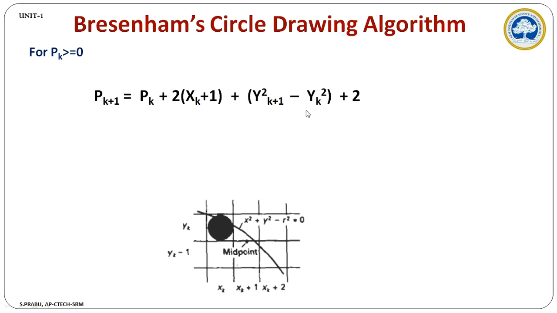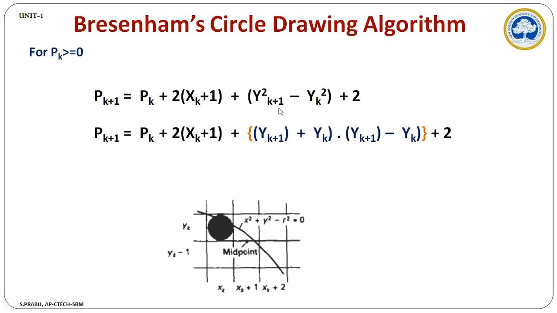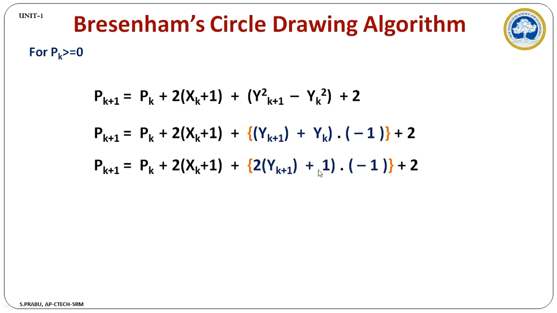Now I concentrate on this term. This term looks like a square minus b square. I expand this term using that formula. So this becomes (a plus b) into (a minus b). And again, the difference between yk and yk plus 1 always gives the minus 1 value. So I write this term as minus 1. And I want to rewrite this term. Instead of writing like this, I can multiply this term 2 times and add plus 1. I can get the same value.